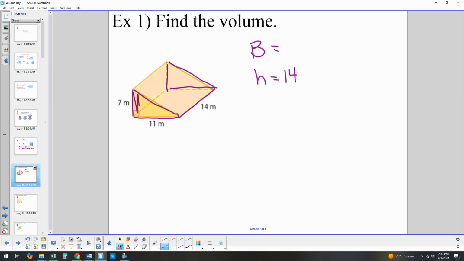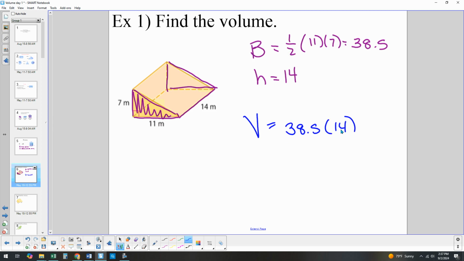So let's focus now on this base. The area of a triangle is 1/2 base times height, so that's going to be 1/2 times 11 times 7. And if I do 1/2 times 11 times 7, I get 38.5. So now my volume, if it's big B times H, is 38.5 times 14.